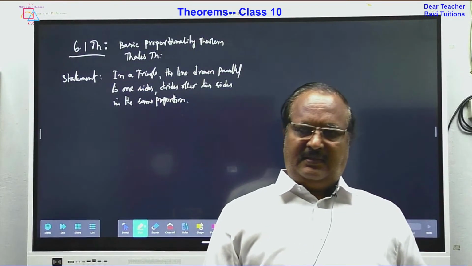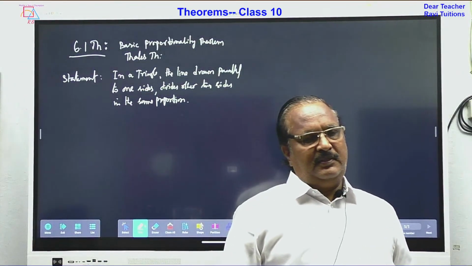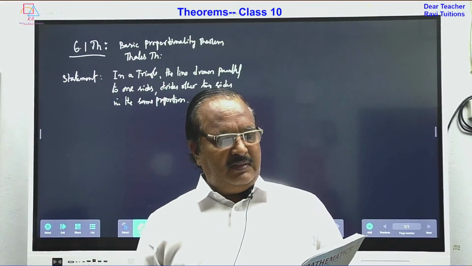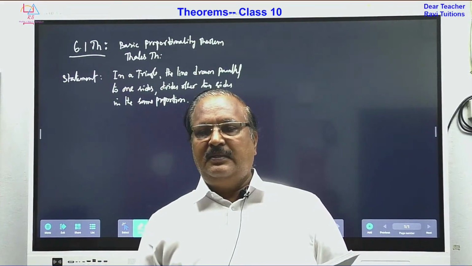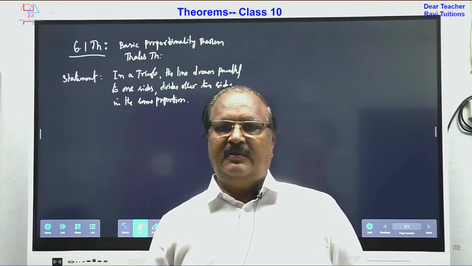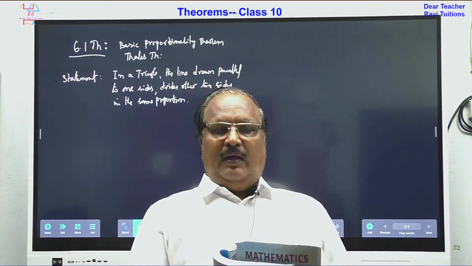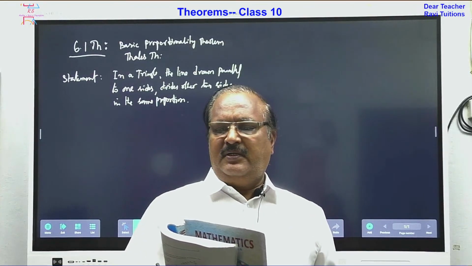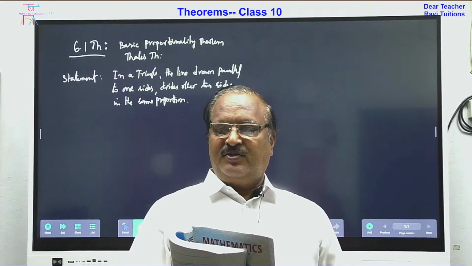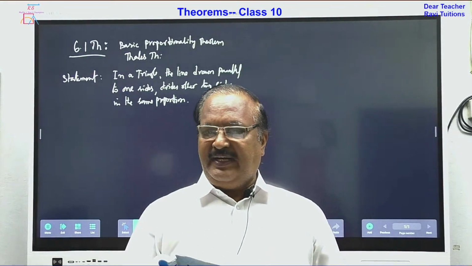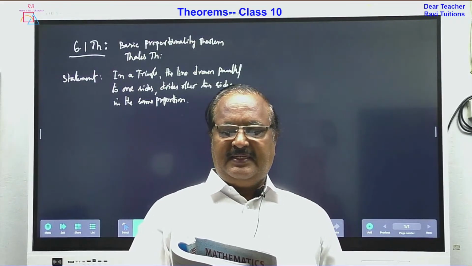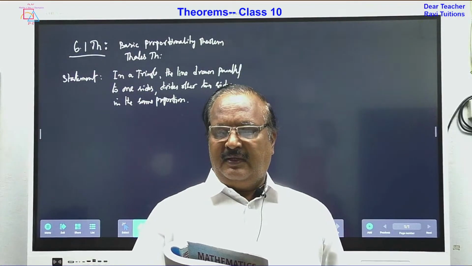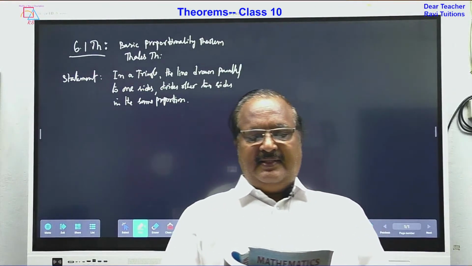To one side, divides the other two sides in the same proportion. Okay, actually the textbook gives it a little differently. What is given in the textbook? If a line is drawn parallel to one side of a triangle to intersect the other two sides at distinct points, then the other two sides are divided in the same ratio.